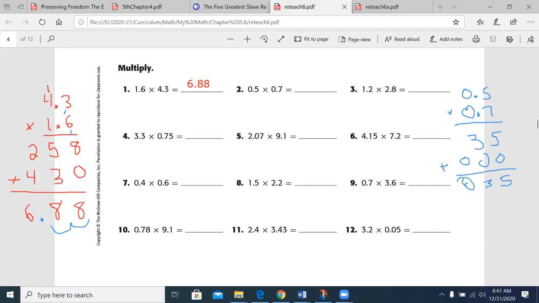Now I count my decimal points, and let's do it with the red here. There's 1 and there's 2. So it goes over 1, it's over 2. My answer is 0.35.